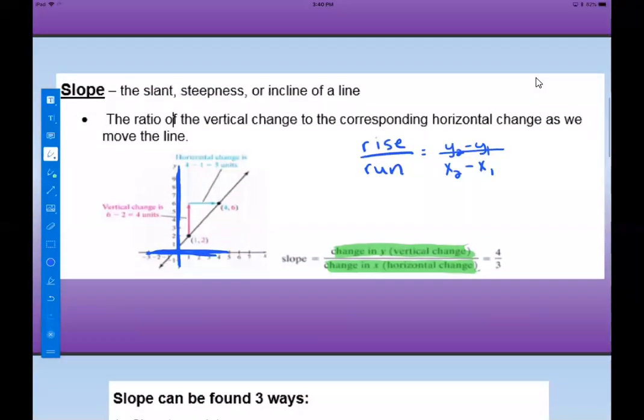Of course, using this graph, you can see there are 2 points on the line, and we can determine the steepness of that line by going up and right. We can go up 4 and to the right 3, which gives us our slope, which is 4 over 3.